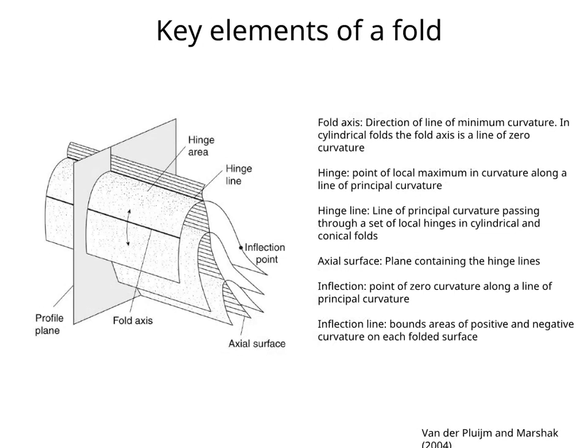Knowing the concept of curvature, we can define key elements of the fold. The fold axis is the direction of line of minimum curvature. In cylindrical folds, the fold axis is a line of zero curvature. The hinge is a point of local maximum in curvature along a line of principal curvature. The hinge line is a line of principal curvature, passing through a set of local hinges. The axial surface is the plane containing the hinge lines. The inflection point is a point of zero curvature along a line of principal curvature. And the inflection line bounds areas of positive and negative curvature on each folded surface.